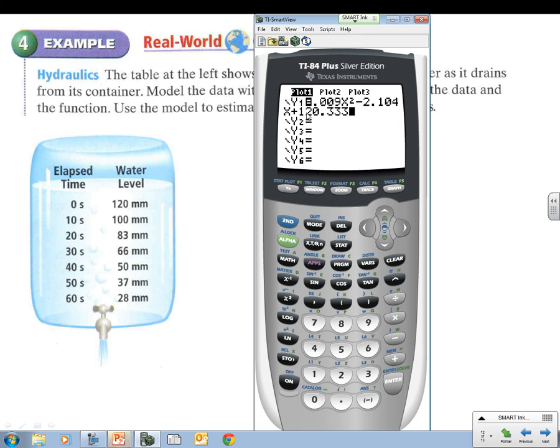And if I got those numbers down right, if I graph it, this curve should go right through all these dots. Look at that. That's a thing of beauty. Okay, so we've got that nice curve.